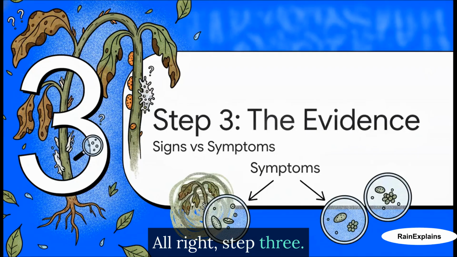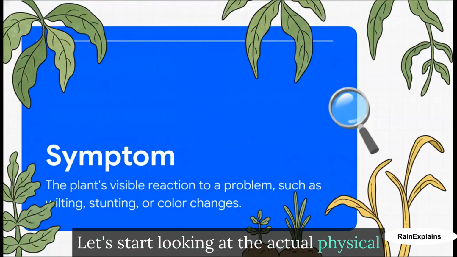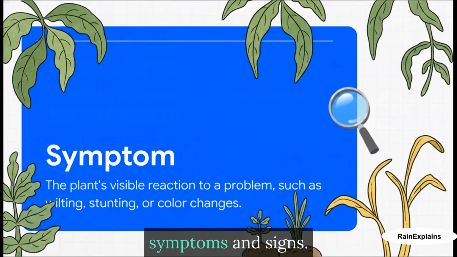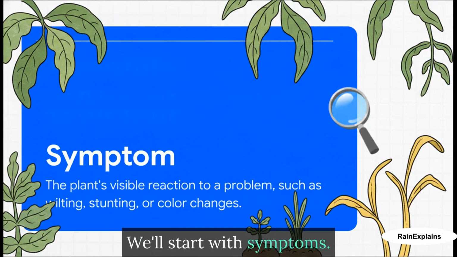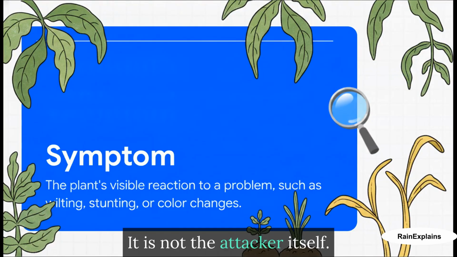All right, step 3, examining the evidence. Let's start looking at the actual physical evidence left behind. Because in the plant world, we have to really carefully distinguish between symptoms and signs. We'll start with symptoms. A symptom is simply how the victim is reacting to the stress. It is not the attacker itself.